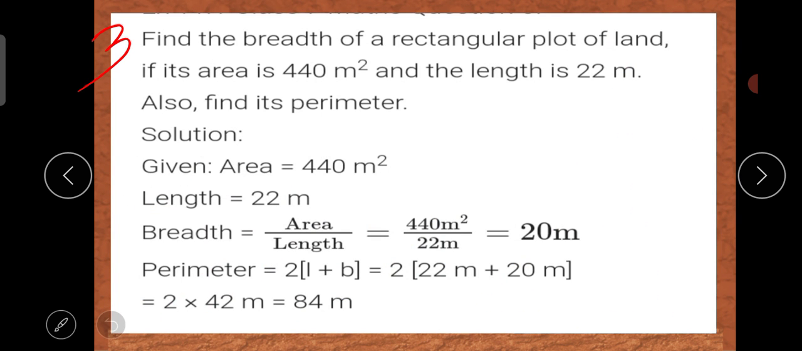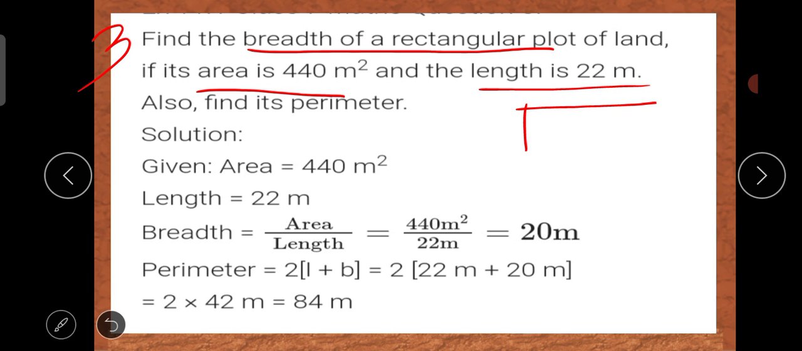Question number 3. Find the breadth of a rectangular plot of land if its area is 440 meters square and the length is 22 meter. Also find its perimeter. So what is given in the question? Here the breadth of the rectangular plot we have to find, and its area is given, meaning length into breadth gives 440, and the length is also given here. So it is very easy to find the breadth.